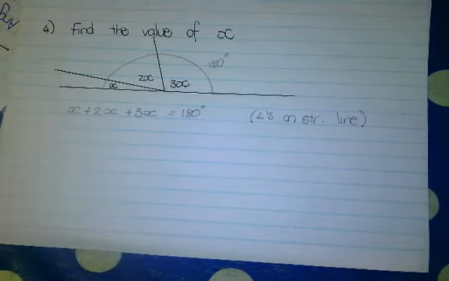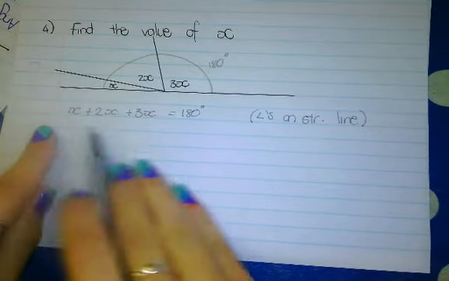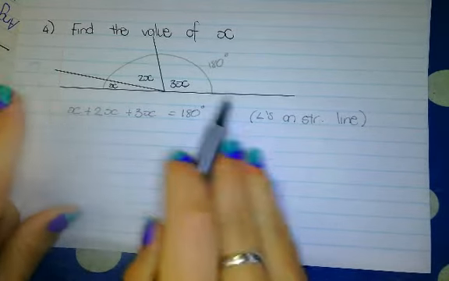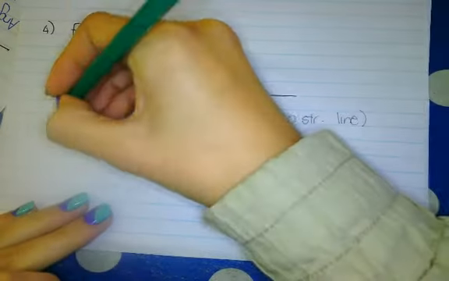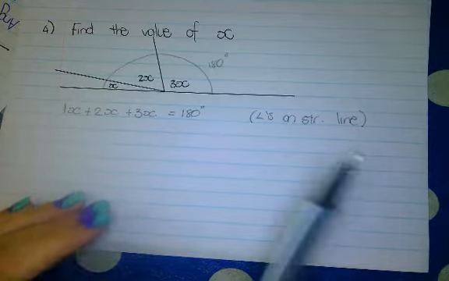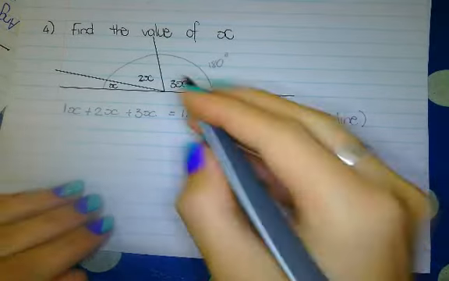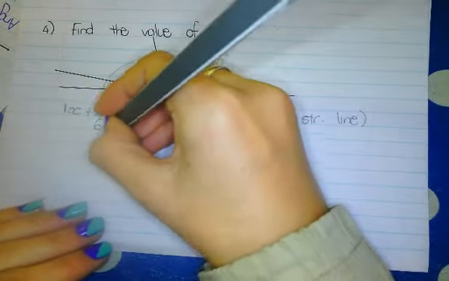Okay, and now we solve for x. All of my x's are already on the left, so I don't need to move any terms. So I'm just going to go ahead and add like terms. Remember, x is 1x. That's a 1x. So I've got 1x plus 2x plus 3x is 6x.